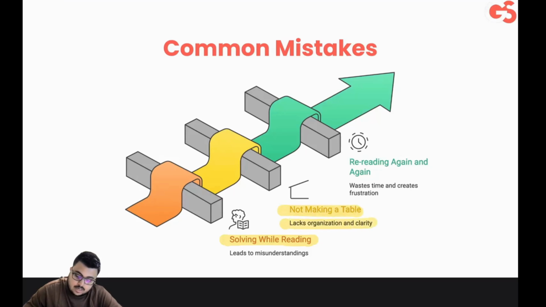Lacks organization and clarity. If you don't make a table, you'll be going back and forth continuously. You won't have an exact answer to any of your questions. And that would actually lead to rereading again and again, which would waste a lot of time and create frustration during the exam.